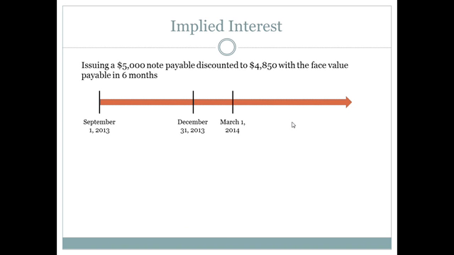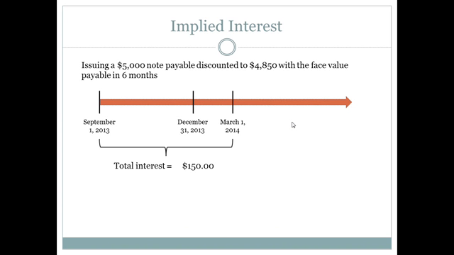So what we need to do is first figure out how much total interest is going to be paid on this note. That's actually fairly straightforward because that's just the difference between what we are borrowing today, the $4,850, and the $5,000 that we will repay the lender on March 1st. So our total interest here is going to be $150.